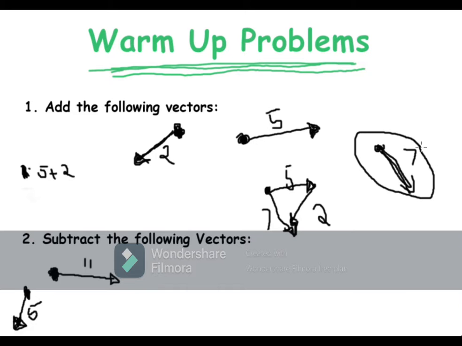Okay, that's number 1. If that seemed easy to you, then you're all good. You understand how to add vectors. Now let's get to subtracting. When you're subtracting, you don't want the big one to subtract from the small one, but you want the small one to subtract from the big number. So in this case, you need 11 minus 5.